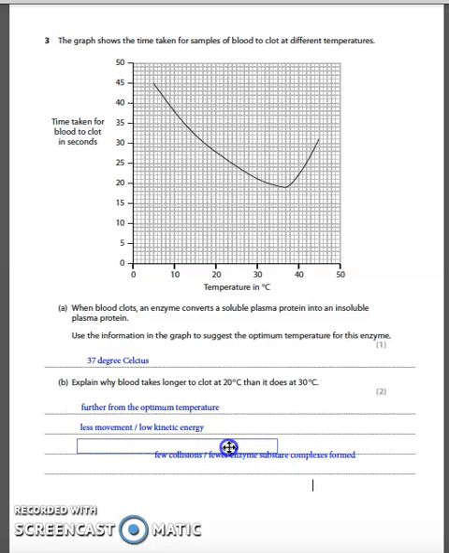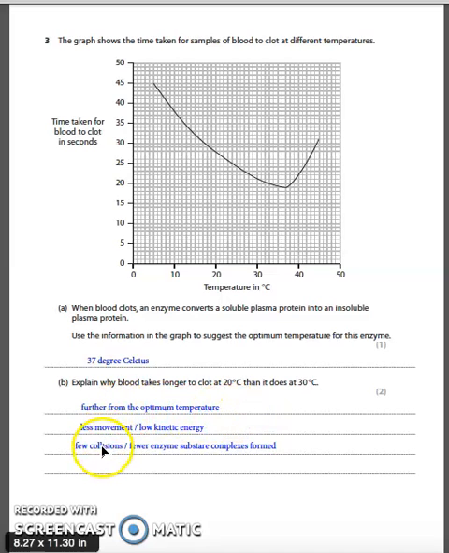You can give 2 points, and these 2 points are good enough for you. You can mention that at 20 degrees Celsius, which is further from the optimum temperature, the enzyme and the substrate will have low kinetic energy. This causes few enzyme-substrate complexes to be formed. That is for the second part.